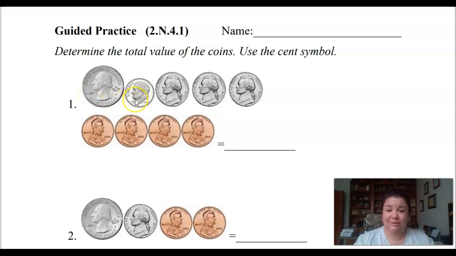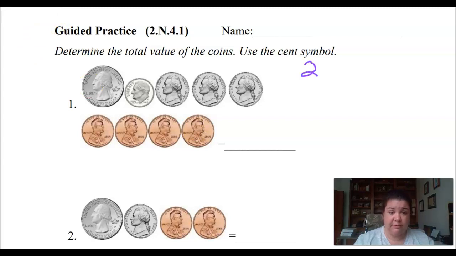Quarter, dime, nickels, and we have 3 of them. So if you can skip count by 5, you know you can say 5, 10, 15. So those 3 nickels are worth 15 cents. And then how many pennies do we have? 1, 2, 3, 4. So you're going to write out your math problem.